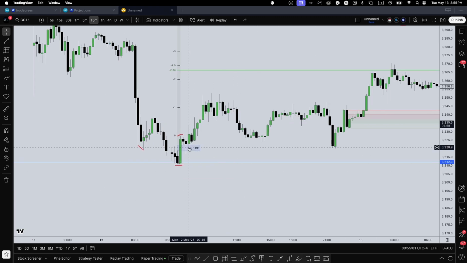Propulsion block in here, if I was still using this leg as the manipulation, just to be clear for everyone, because I didn't know yet that we were going to chop around. This is your propulsion block, because you tap back into it right here. We validate it by closing above it. We come back to it, holding. So this is where I trade personally.